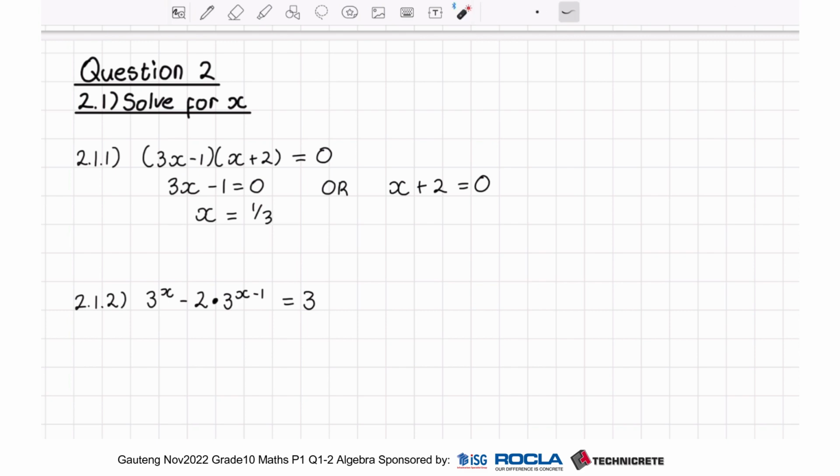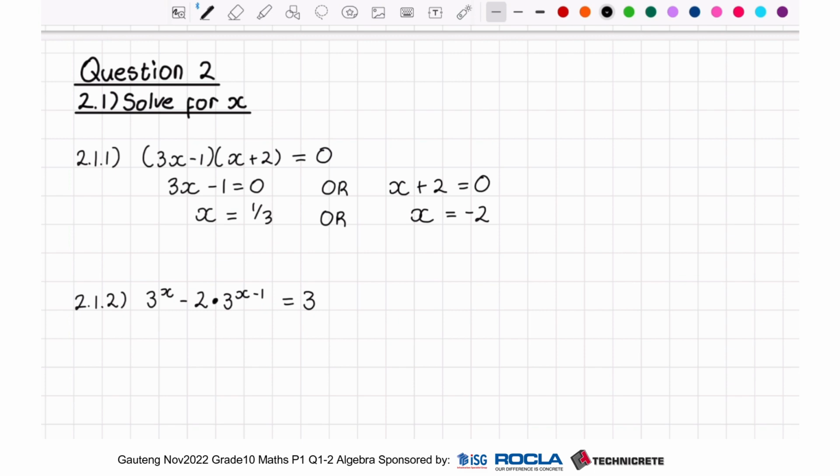And then for this one, I'm just going to take this positive 2 over to the other side, and it's going to become a negative 2. And I'm only left with x on this side. So I have that x equals 1 over 3, or x equals negative 2.